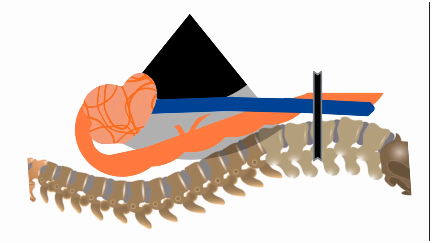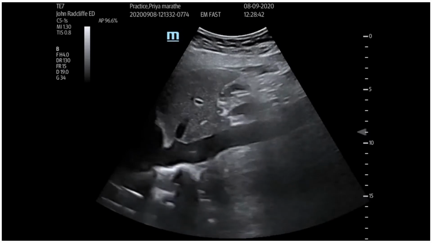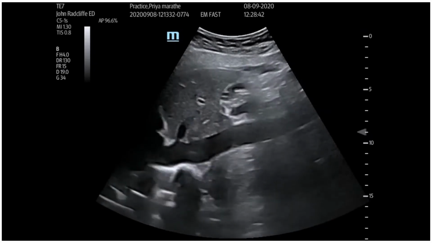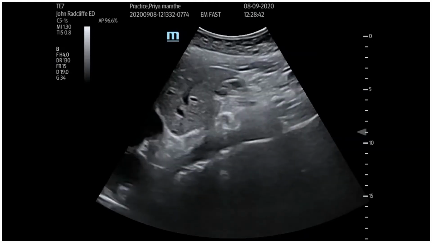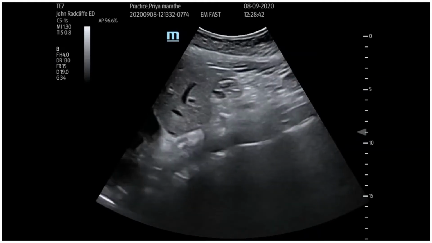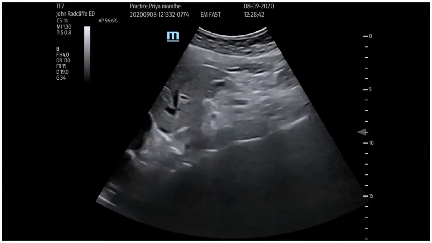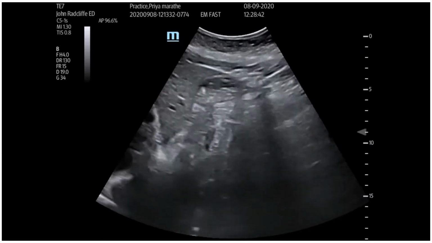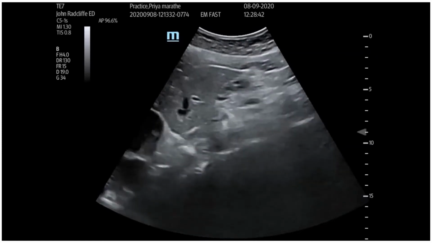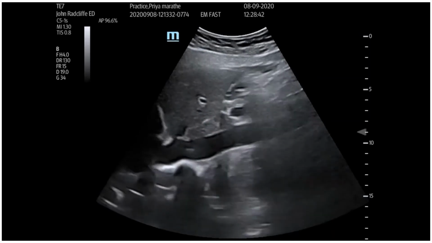So when you're doing your IVC and your aorta scans, this is what it will look like. So this is the IVC here, and I'm going to fan towards the aorta. Watch where the IVC is and watch how the aorta is. So the aorta is dipping down below the heart, whereas the IVC goes straight up into the heart above the aorta. All right.